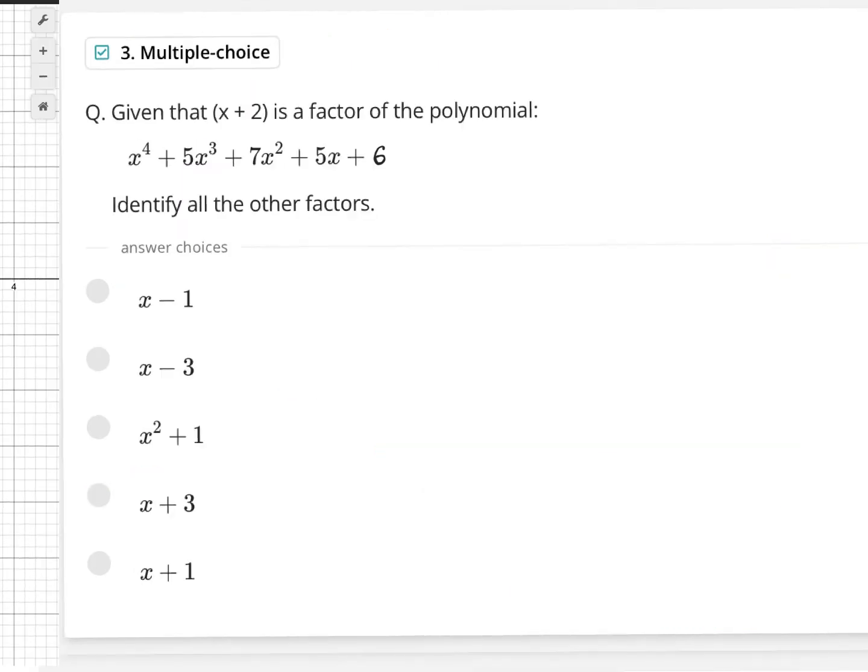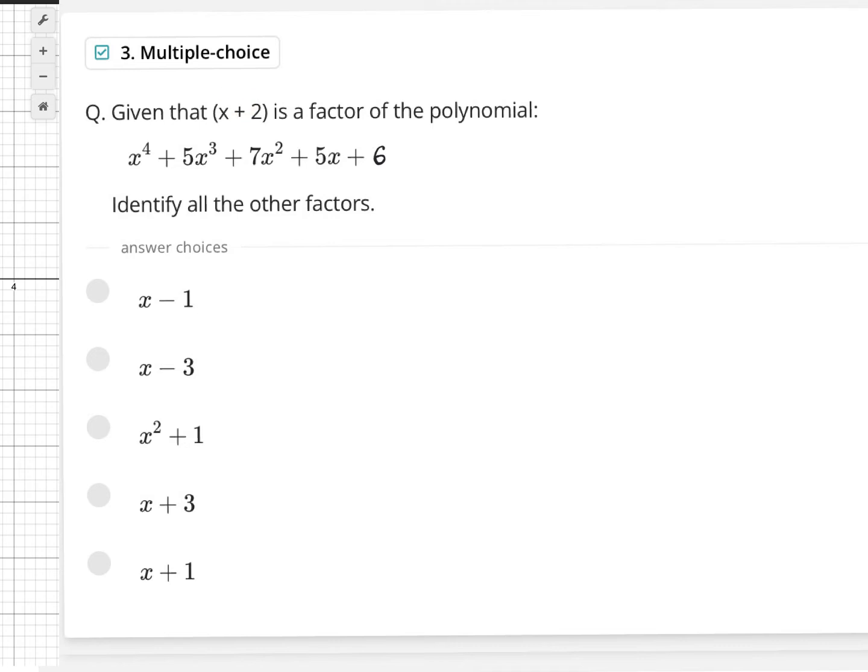Number 3, given that x plus 2 is a factor of the polynomial, identify all the other factors. And I apologize, I had to white this out and put a 6 right there. That's supposed to be a 6. Anyway, let's find the other factors.